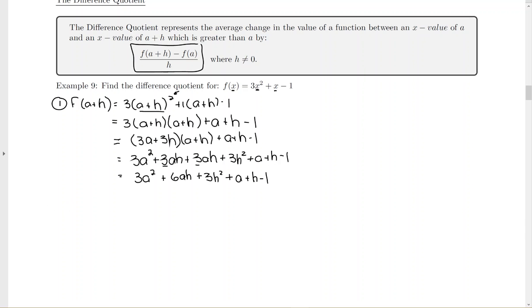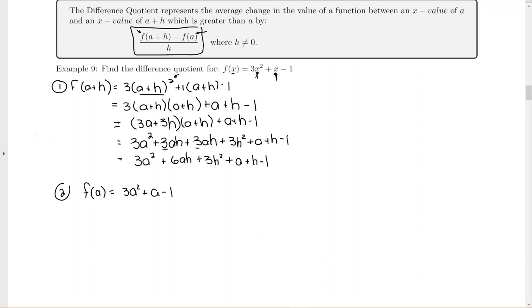All right. That was step 1. After step 1, it gets a little easier. Step 2, so that's step 1 right here. Find that. Step 2 is to find f of a. That's the easy step because that just means wherever there's an x in this function, I'm going to stick in a's. So 3a squared plus a minus 1. So that's f of a.